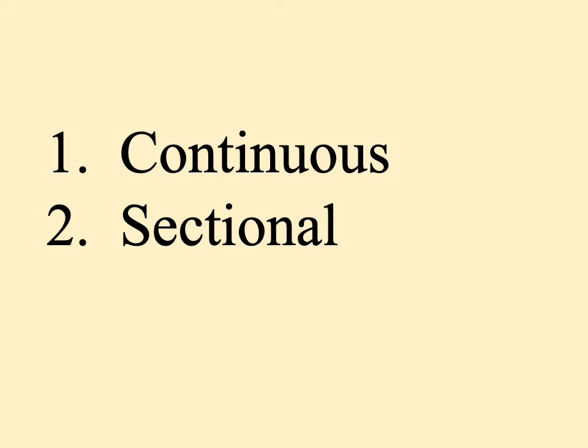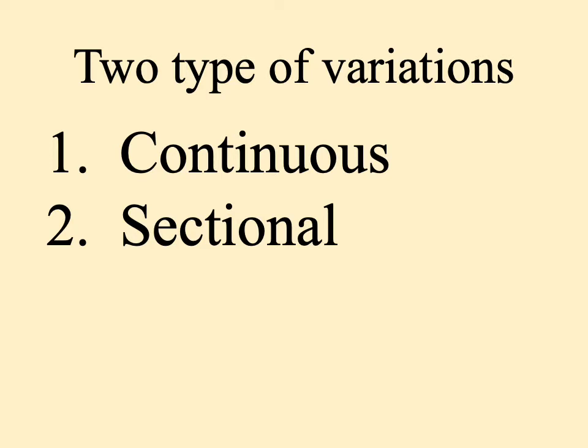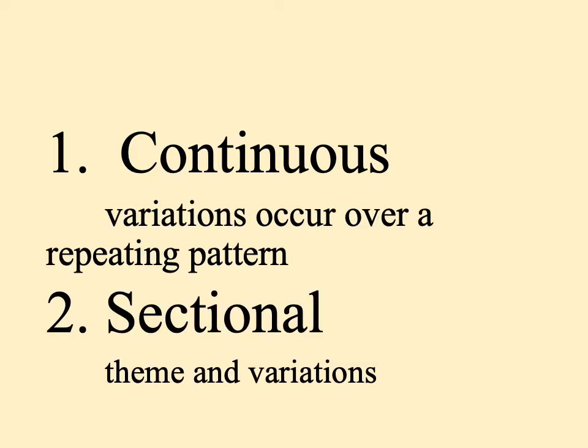It's common to divide variation forms into two different types. We talk about continuous variations and we talk about sectional variations. And continuous variations are simply variations that occur over a repeating pattern. They're basically variations that happen over a little musical loop. There's something that keeps going over and over and over again. It could be a very short musical idea, or it could be a slightly longer musical idea, but there's a pattern, and we'll talk more about what pattern might be like in a couple minutes here. And as that pattern repeats, different things start happening over it. And those different things create the variations. That's how continuous variations work.